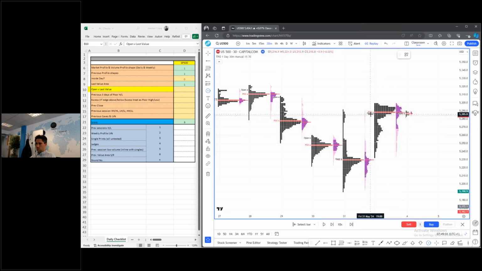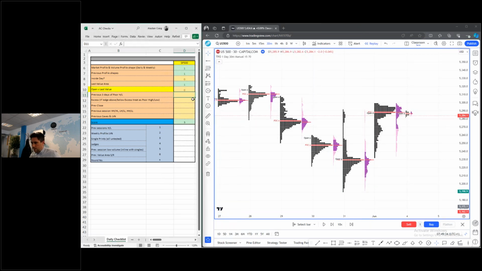Unlike the day before, for instance, where you opened above the previous day's value area, which is telling you we are already making aggressive moves to try and break to new highs. Opening above the value area is a very positive thing. Opening below the value area, like we did down here, beneath this value area low, is a very negative thing. In this instance, I've opened within, so therefore it is neutral.